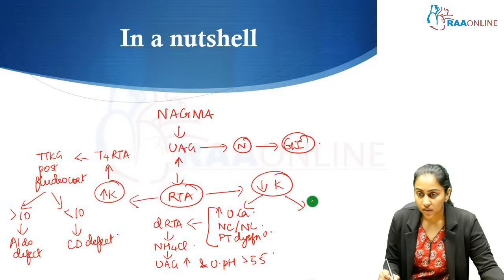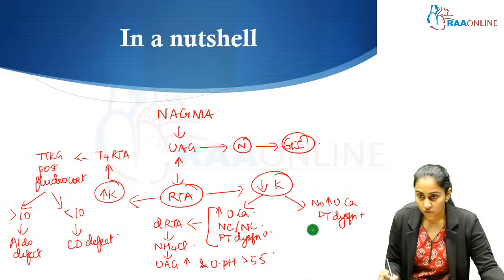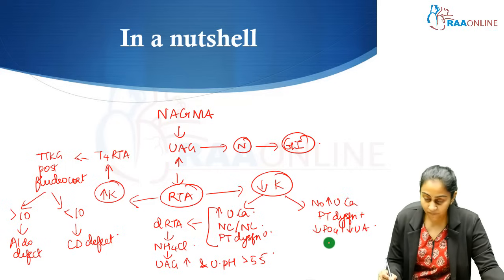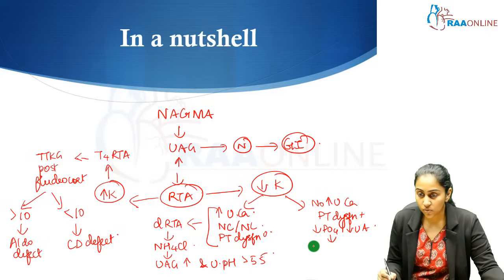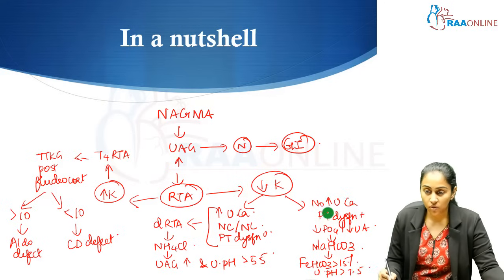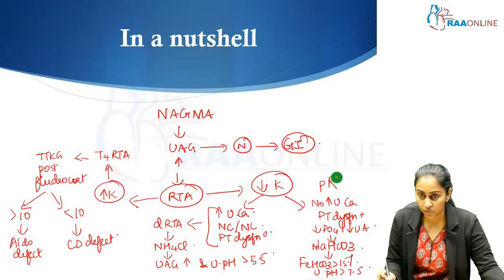On the other hand, there is no hypercalciuria. There are other features of proximal tubular dysfunction: hypophosphatemia, hypouricemia, aminoaciduria, glucosuria. So, in this case, you do a sodium bicarbonate loading test to confirm the diagnosis. When you do this, you will find that the fractional excretion of bicarbonate will increase to about 15%, and you will also find that the urine pH has become extremely alkaline, above 7.5. So, that tells you are looking at proximal renal tubular acidosis.